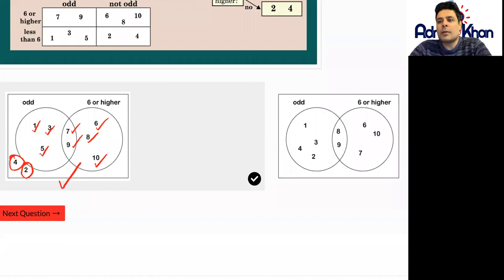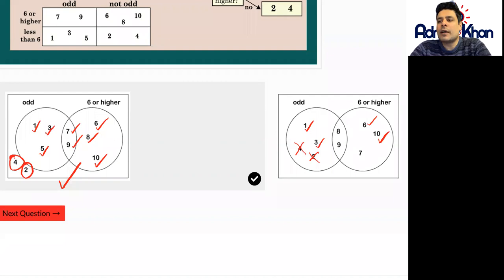1 is an odd number, yes. 3 is an odd number, yes. 2 is not an odd number, so we'll cross it out. 4 is not an odd number, we'll cross it out. So 6 is 6 or higher, yes. 10 is 6 or higher, yes.